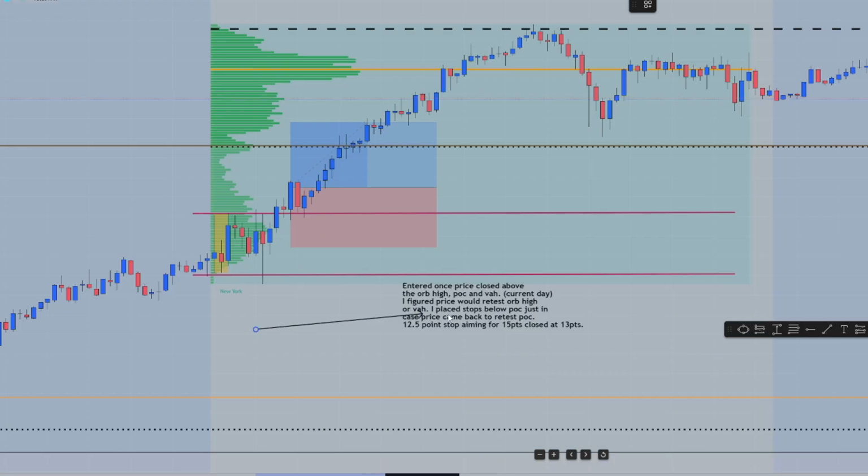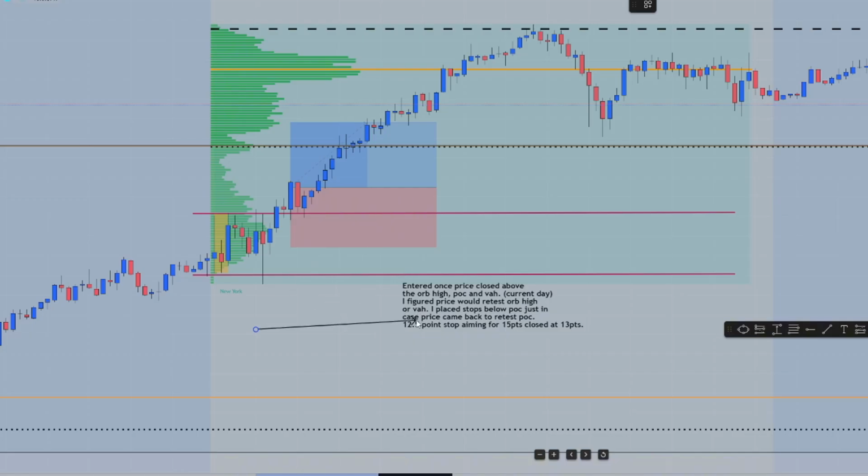I placed stops below point of control just in case price came back to retest point of control. 12.5 point stop, aiming for 15 points, closed at 13 points. So my daily goal is I'm only aiming for 15 points. That's all I'm aiming for. I don't care about anything else right now. I'm just trying to get 15 points and get out of the market. And once I master just gaining 15 points, then I'm going to increase my contract size. That's just me. 15 points, and yeah, this trade worked out.